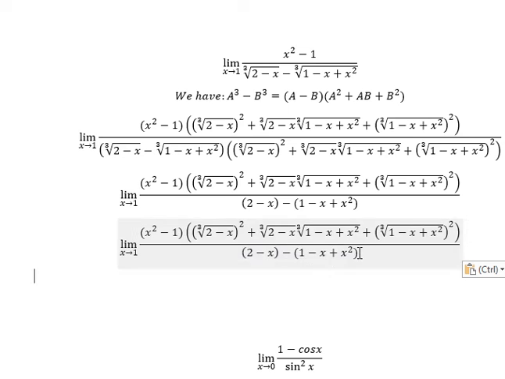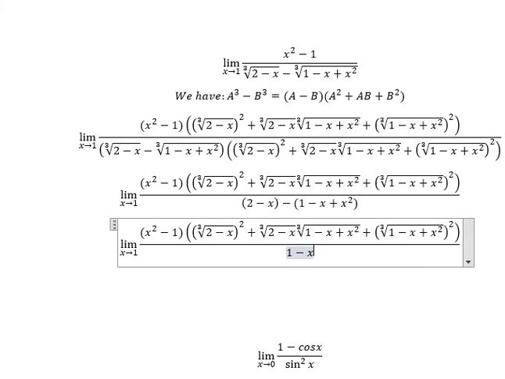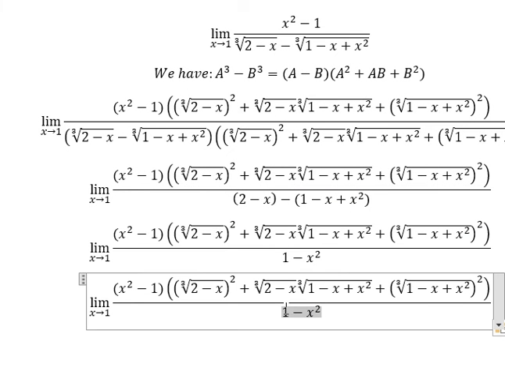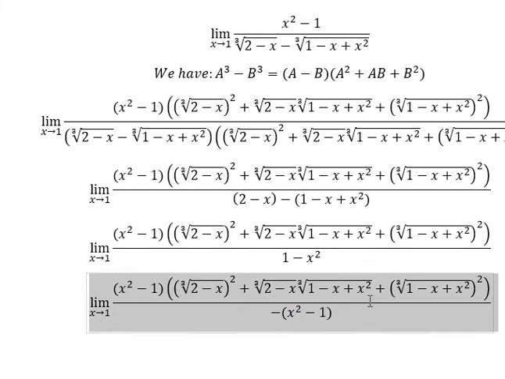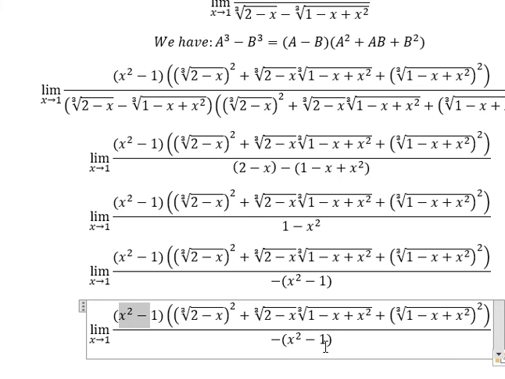And now we simplify this one. You will get 1 minus s square. So 1 minus s square, that's negative s square minus 1. So we simplify s square minus 1 on numerator and denominator.